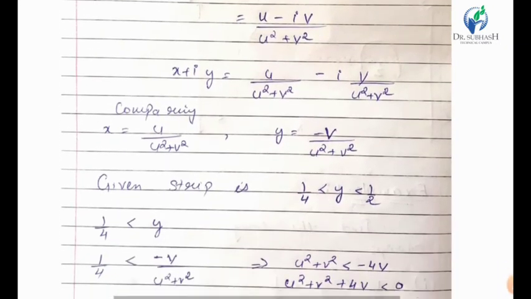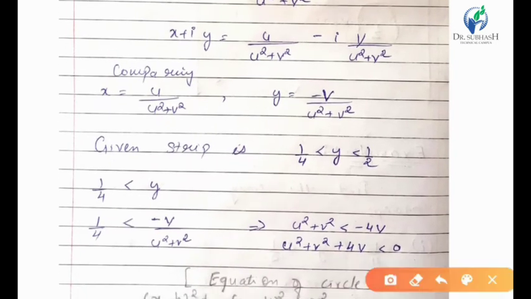Now we will separate the denominator. On separating the denominator, we get x plus iy is equal to u upon (u square plus v square) minus iv upon (u square plus v square). We have just separated the denominator. Now we will compare here real and imaginary parts. On the left side the real part is x, and on the right side the real part is u upon (u square plus v square), that we have written here.